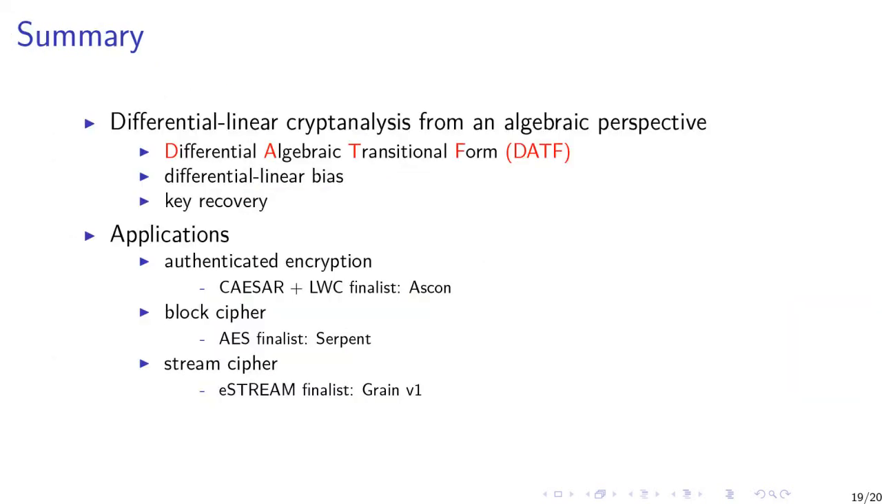In this talk, we have shown a new theory of differential linear cryptanalysis from an algebraic perspective, including the estimation of the differential linear bias and the technique for key recovery. We have applied it to the ESCRON finalist, the AES finalist Serpent, and the eSTREAM finalist Grain v1. And again, we obtain the most accurate estimation as well as the best known differential linear or differential attacks. In particular, the result in this paper updates the cryptanalysis of Serpent with one more round.